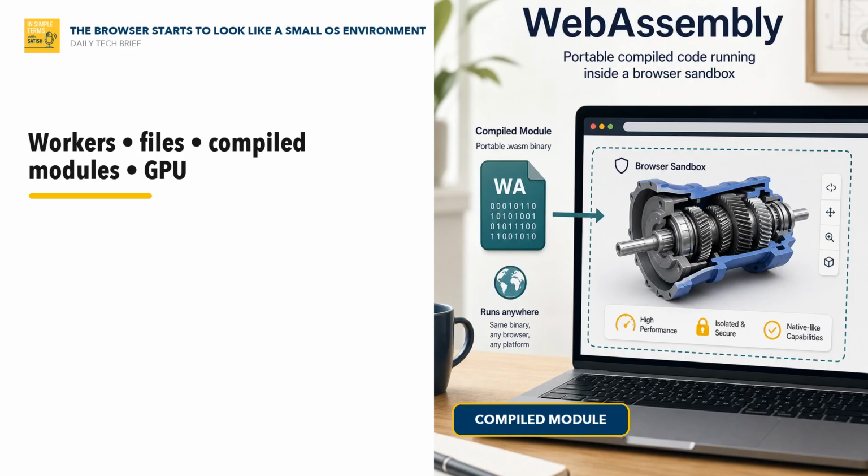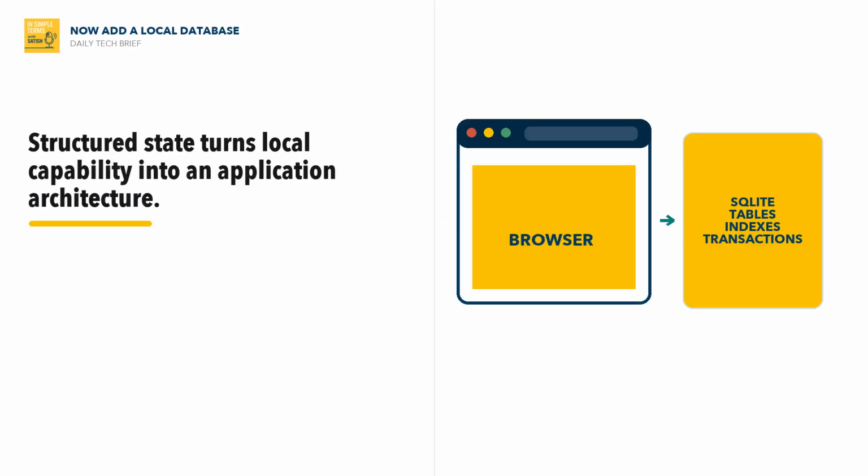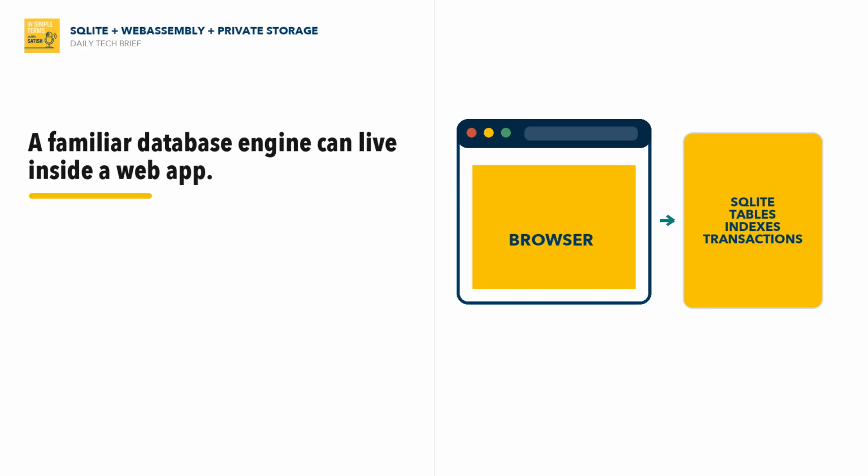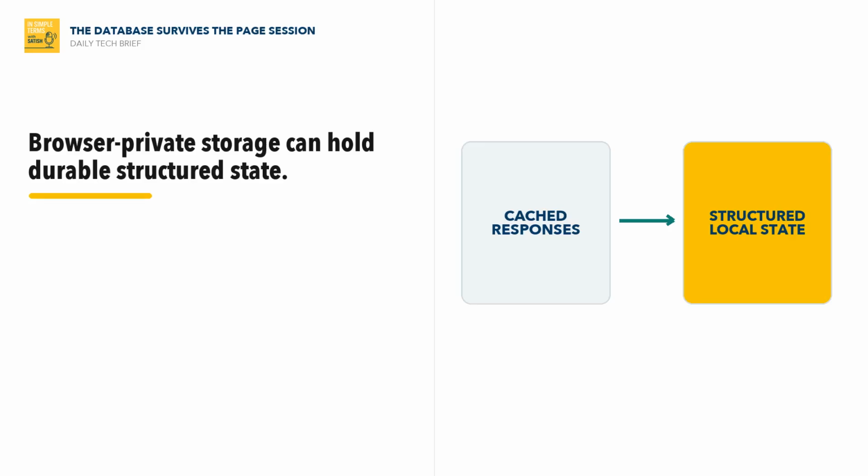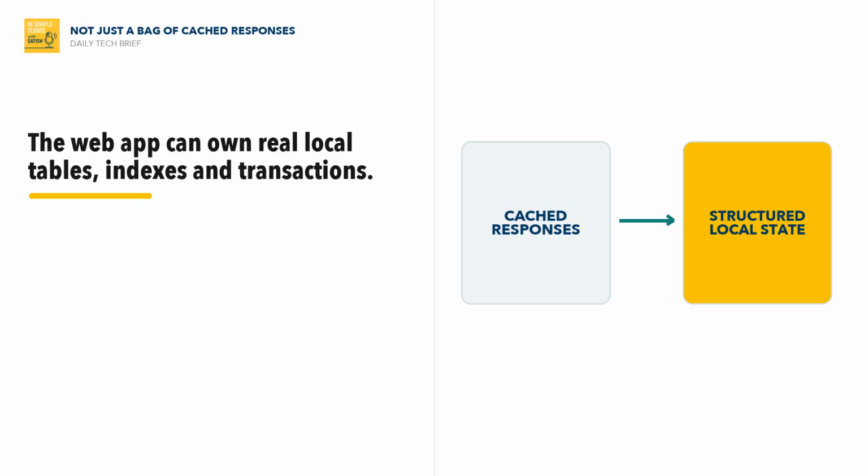Put those together and the browser starts to look less like a thin client and more like a small operating environment for the app. This becomes even more interesting when local databases enter the picture. SQLite can now run in the browser through WebAssembly, and it can persist data using the browser's private storage systems. That means a web app can hold real local structured state, not just a bag of cached responses.